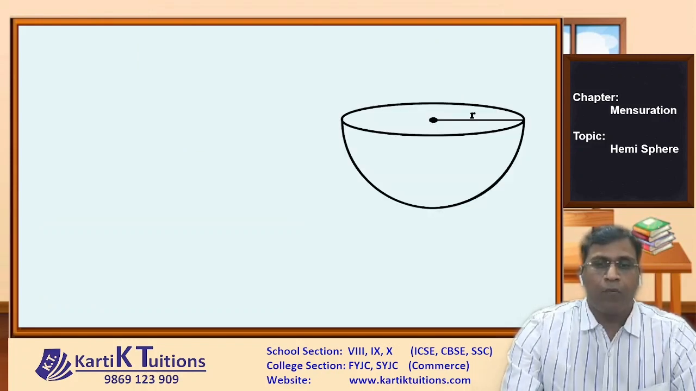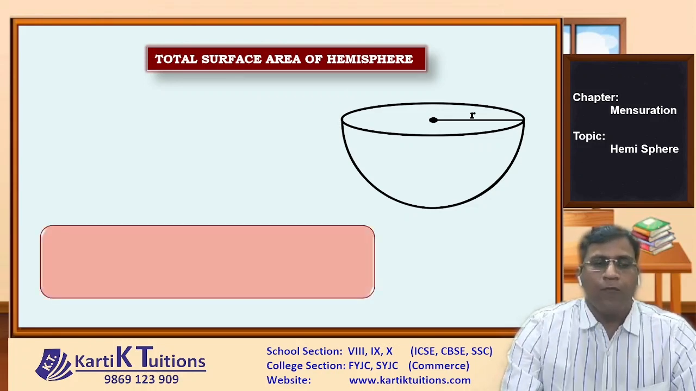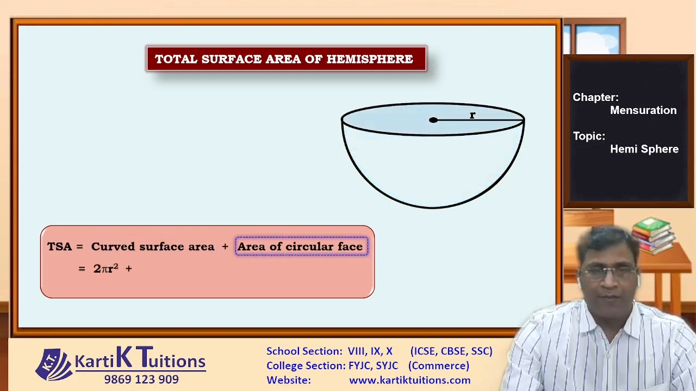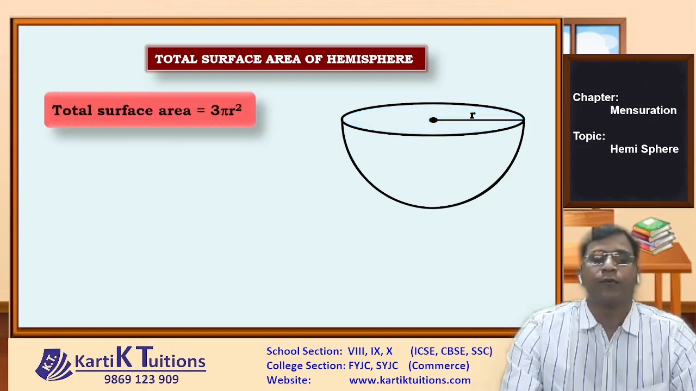Same way, when we talk about total surface area, as you know, total surface area will involve the curved surface area plus the area of the circular face. So here the curved surface area was 2 pi r square, plus area of circular face will be pi r square. So here 2 pi r square plus pi r square will give us 3 pi r square. So the total surface area of hemisphere is 3 pi r square.